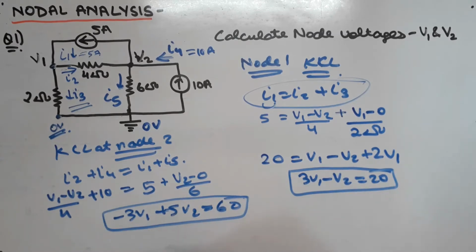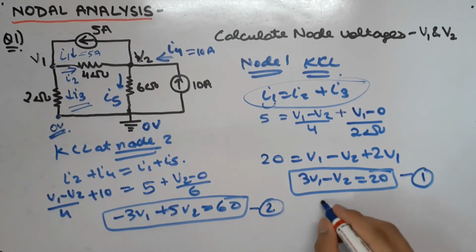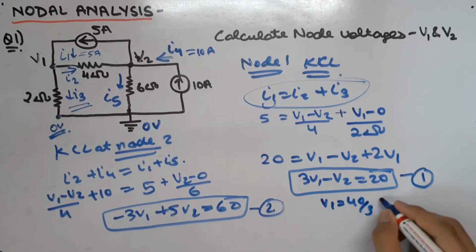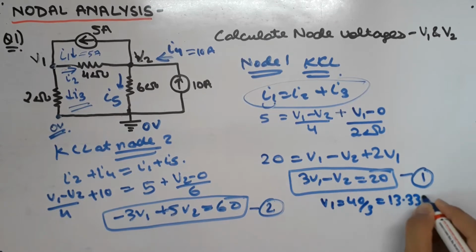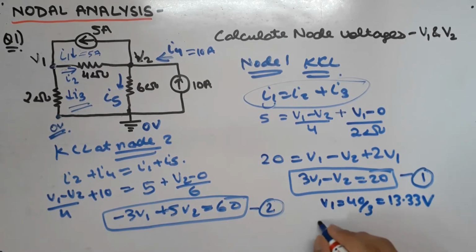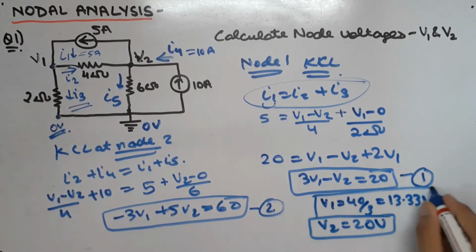Now as we can see that we have got two equations. Let us name this equation as equation 1 and this as equation 2. Now we are going to solve these equations for the value of V1 and V2. On solving for V1 we will get the value of V1 as 40 by 3 or 13.33 volts. Similarly, when we find the value of V2 we will get V2 is equal to 20 volts. Now we have found out the value of V1 and V2 using nodal analysis.